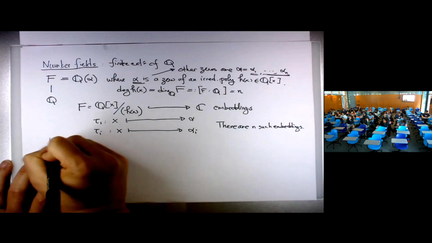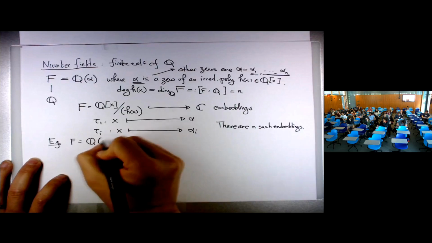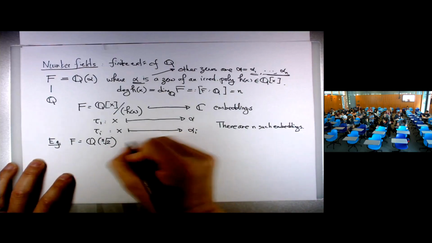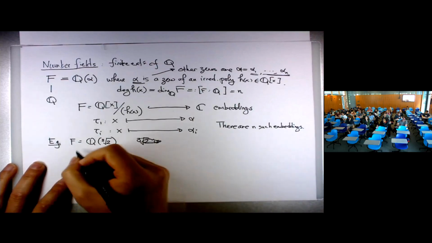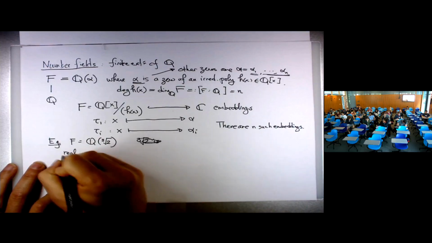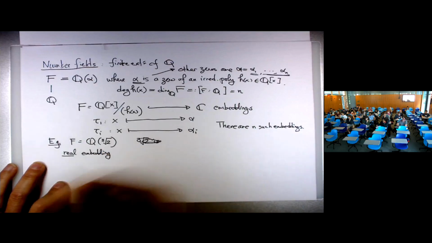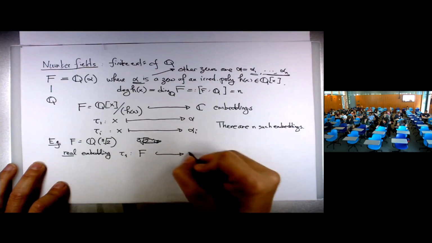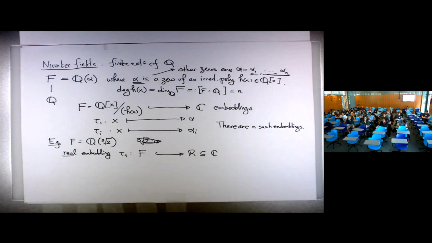Let me give an example. Let's say F, I want to take it to be Q adjoin the cube root of 2. Of course, this is a zero of x^3 - 2 = 0. Let me write a real embedding; I'll explain what that means. Real meaning it's going to embed into the real numbers. So I'm going to write tau_1 of F into C, but somehow the image will land in the reals.